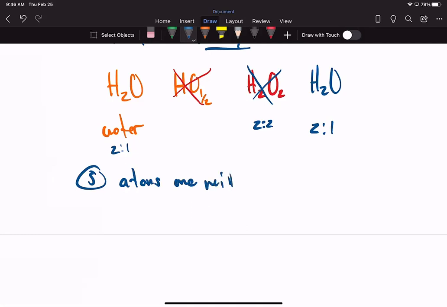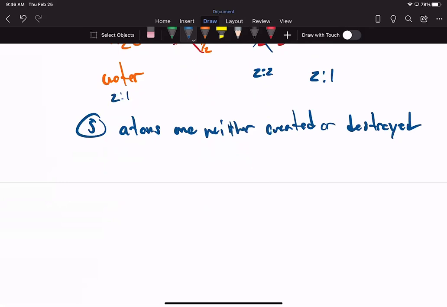are neither created or destroyed, right? During a chemical change, we can make them into a different substance, right? But we can't just create atoms out of thin air, and we just can't destroy them and have them disappear. And I'll give you just kind of a small example of what I mean by that.